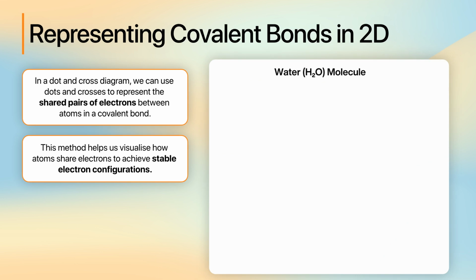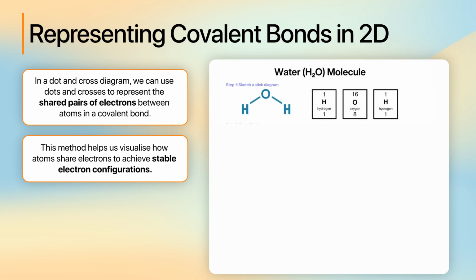Consider a molecule of water, H2O. Step 1. Sketch a stick diagram. Start by identifying the stick diagram for the molecule. Pause this video and think about what it will be for water. Welcome back! Your diagram should look something like this.